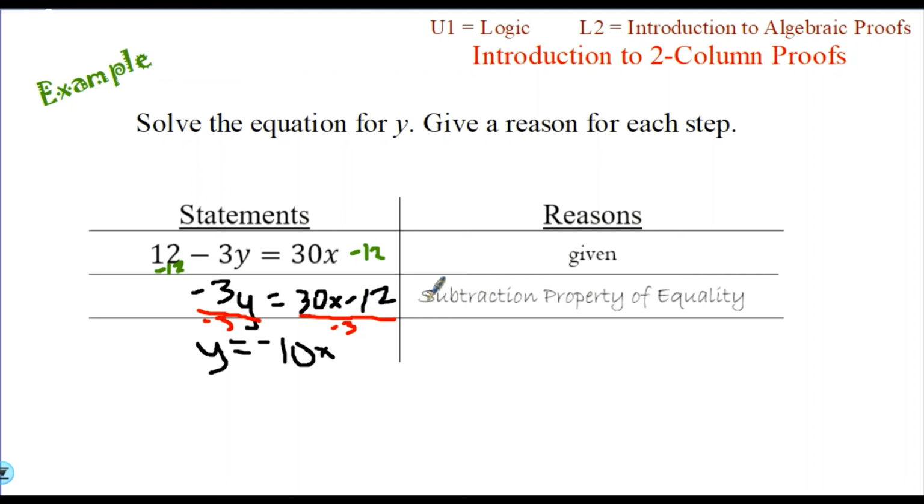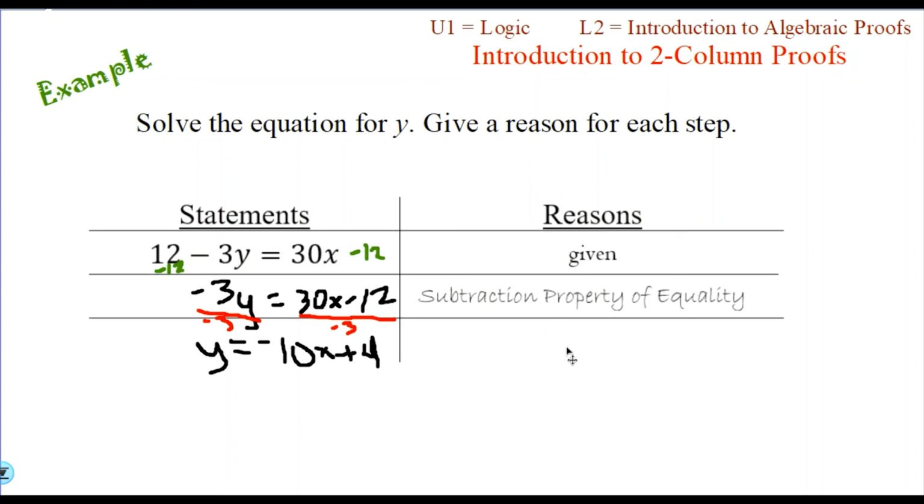And here my minus 12, that's a negative 12 divided by a negative 3. A negative divided by a negative is a positive, so I'm going to have a plus. And 12 divided by 3 is 4. So there it is, solved for y. That was solving the equation for y. We know what y equals now in terms of x.